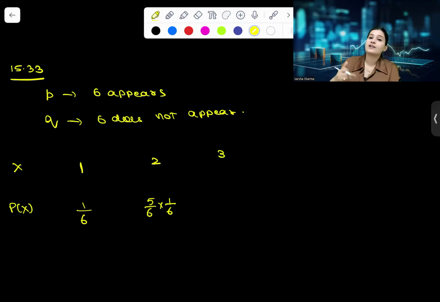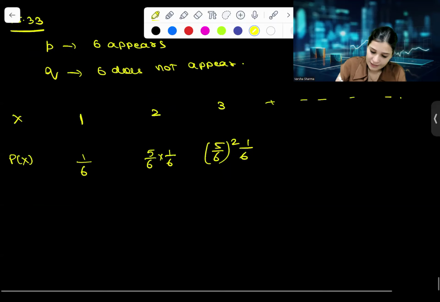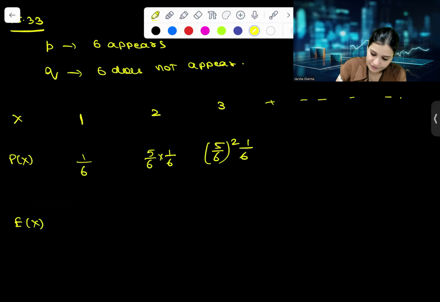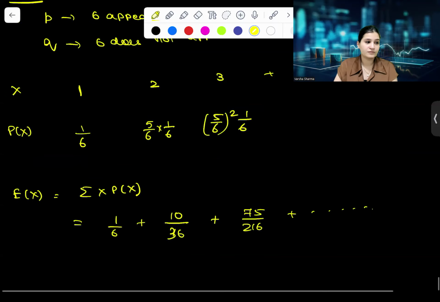Third, you got 6 in the third game. So in the first 2 games you did not get 6, and then you got 6 in the third game. And it continues till infinity. Expected value of x is the sum of x into p of x: 1 by 6 plus 10 by 36 plus 75 by 216 and so on.